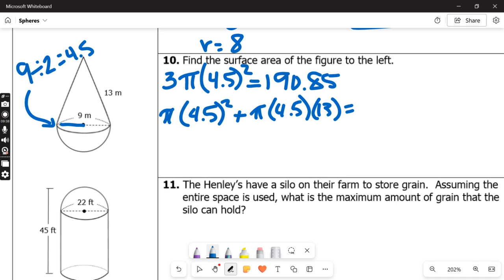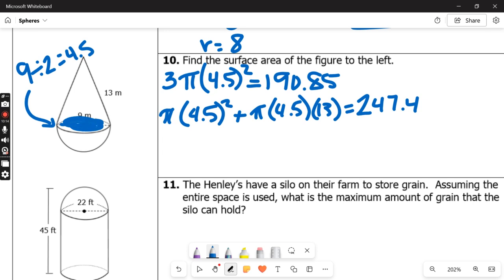There are other ways you can do this. Like you could have found the lateral surface area. We're going to end up taking some stuff off here in just a second. Okay, so then we're going to find that number, and that's going to be 247.4.